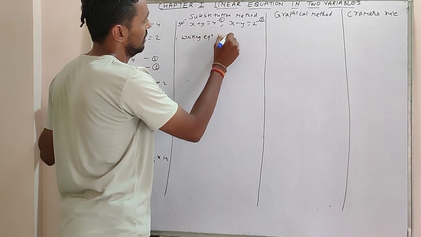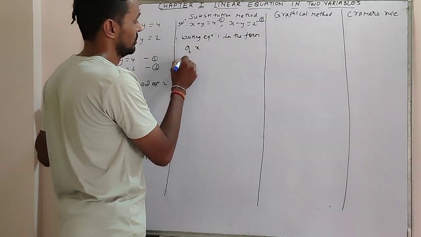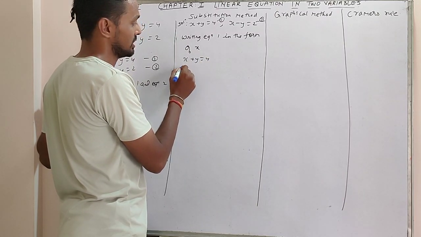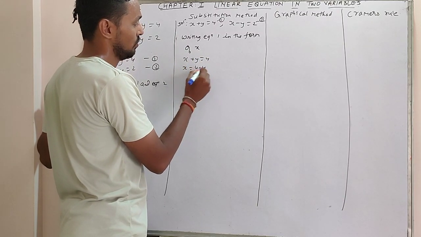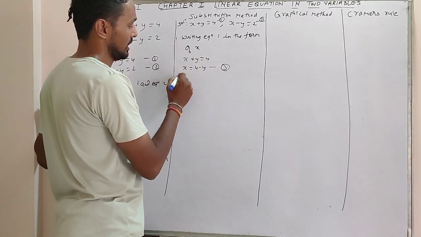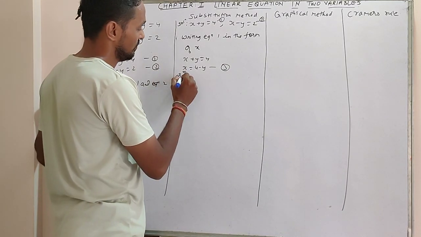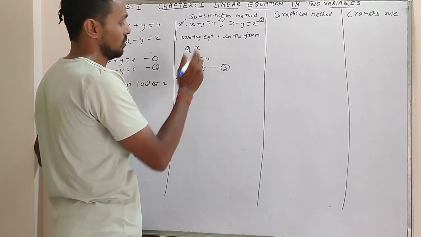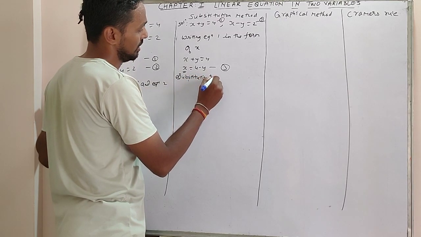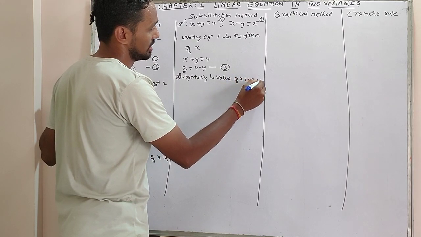in the form of x. So this is x plus y is equal to 4. When we write this in the form of x, it will become x is equal to 4 minus y. This will be my equation 3. I have got a value of x now with the variable y. I will substitute this value of x in equation 2. Substituting the value of x in equation 2.